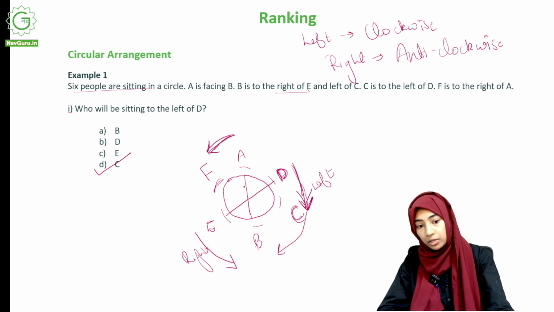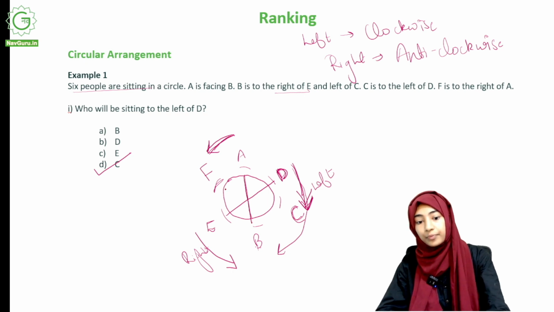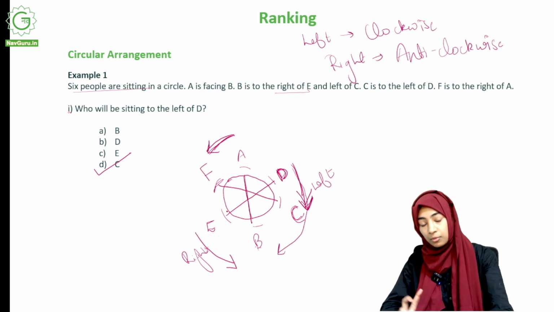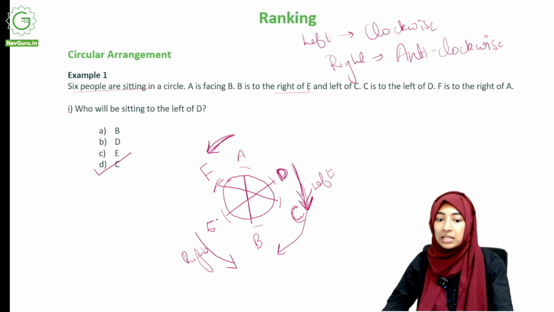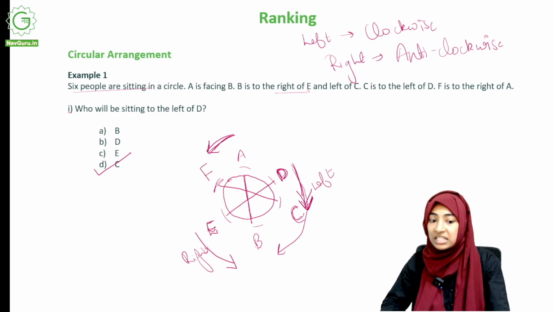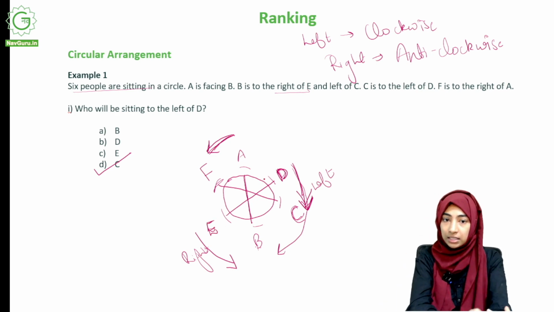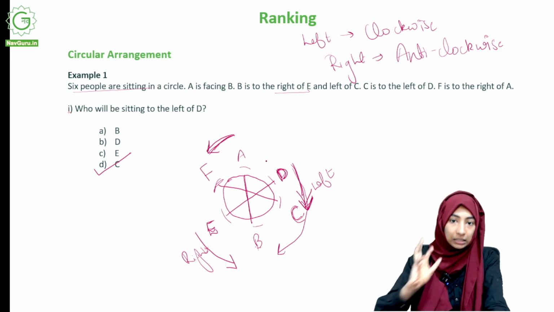It's D. What is the opposite to A? F. What is the opposite to F? C. So basically, also if you were asked who sits facing E, the answer is D. Facing, opposite, all of these are the same, right?